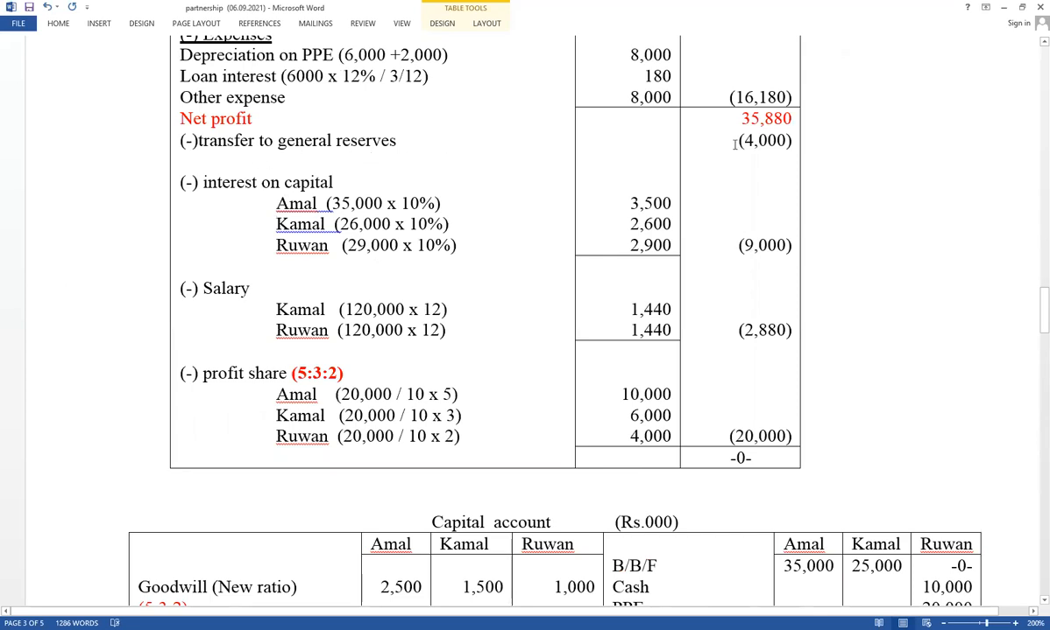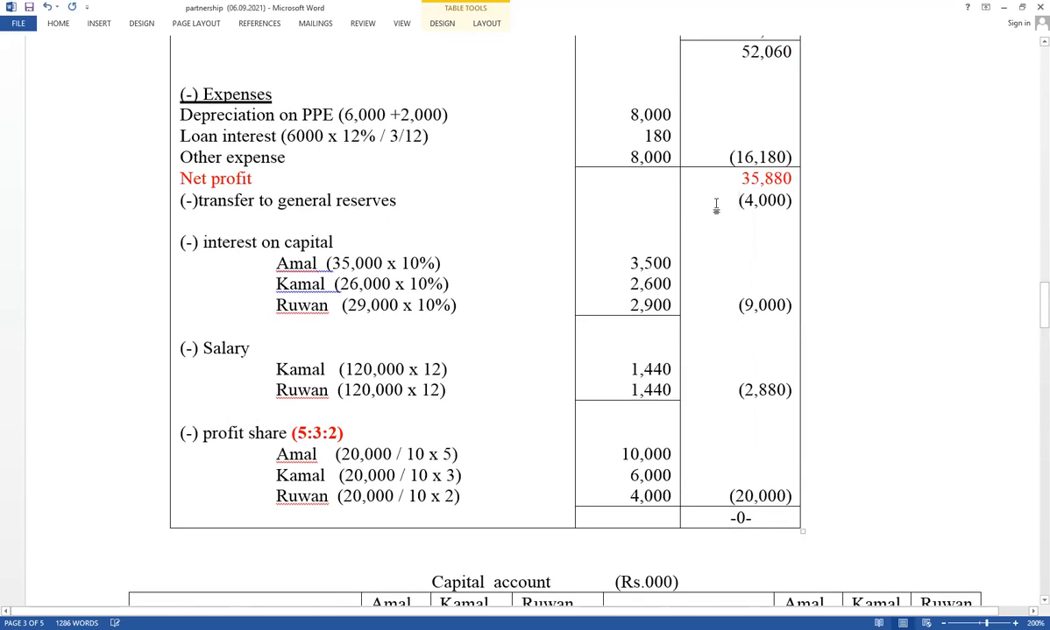Transfer to the general reserves. Instead of distributing all the profit to the partners, a portion is kept back so that we can use it later. Transfer to the general reserves is also part of equity. It should be deducted from profit. The balance part should be distributed among the partners as interest on capital, salary, and profit share. Salary is relevant for only two partners in this example.